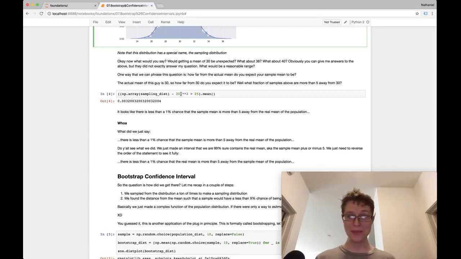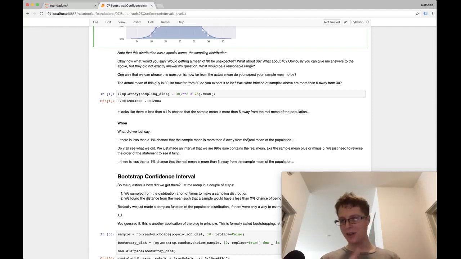That's kind of cool. So what did we say? I just want to recap, because you can go through this little exercise and figure out what's a range of possible sample means that I'd expect from our true distribution. And I phrased it in this specific way. Let's recap what we just figured out. There's less than a 1% chance that a sample mean is more than 5 away from a real population mean. That's what we said.